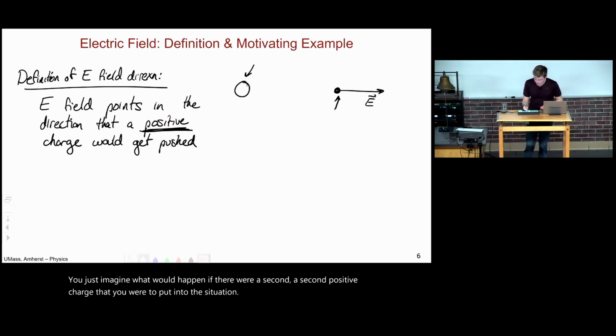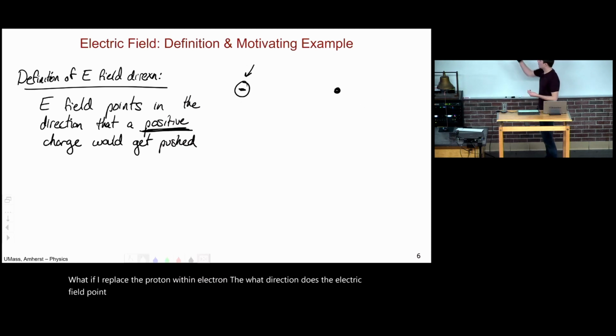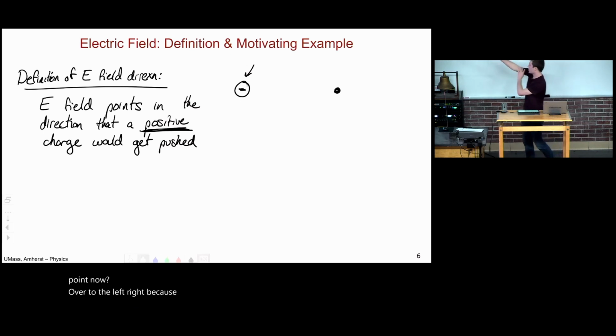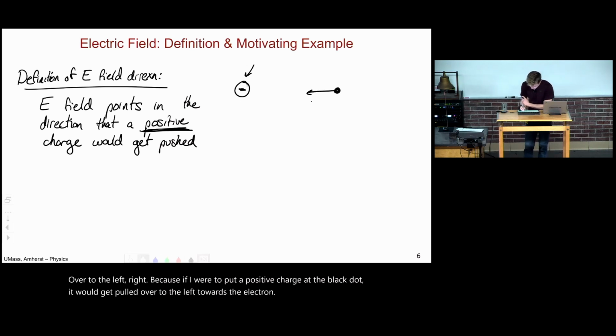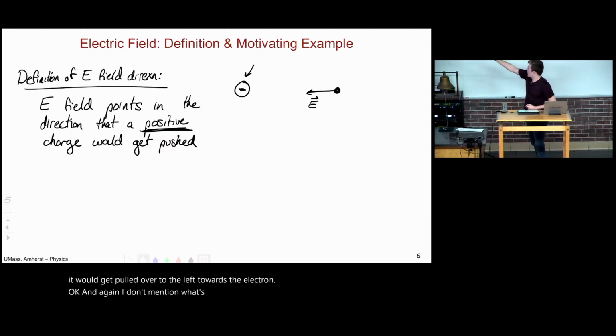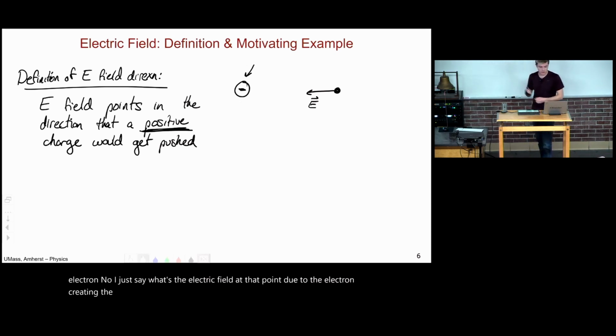Okay, so another question is, what if I replace the proton with an electron? What direction does the electric field point now? Over to the left, right? Because if I were to put a positive charge at the black dot, it would get pulled over to the left towards the electron. And again, I don't mention what's the electric field at the proton or the electron. No, I just say what's the electric field at that point due to the electron creating the field. And the answer would be over towards the left.